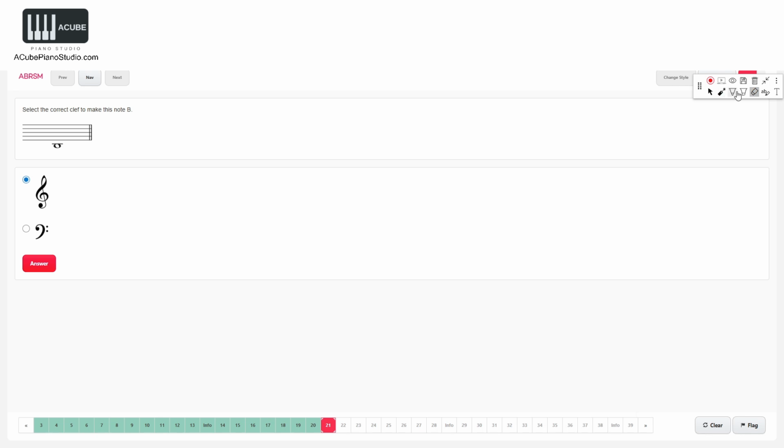Now, what if it is bass clef? Depending on what reference notes you use, I always ask my students to remember the C's as reference notes. So this is the C. This is one note higher than the C, right? So C and then D. So this is D in bass clef. So therefore, bass clef should not be the answer because you end up having note D instead of note B.